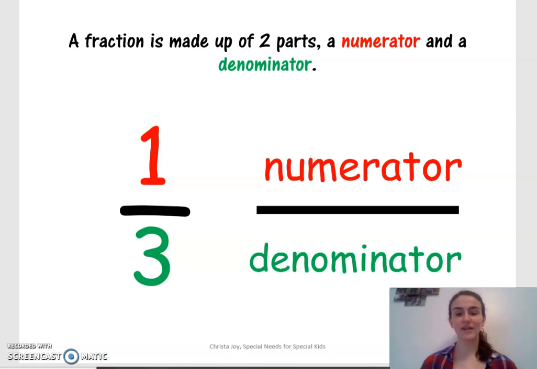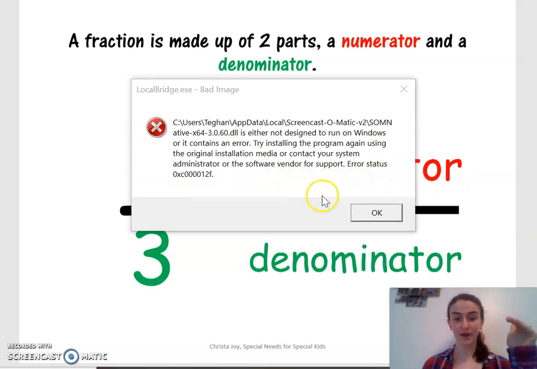So let's get started. A fraction is made up of two parts, and these parts are called a numerator and a denominator. Okay, so these are some new vocabulary words. A numerator and a denominator. As you can see here with this fraction, we have 1 over 3, or 1/3 is what we would call it, right? On top, we have the number 1. Now the number 1 is the numerator because it's on top of the fraction, okay?